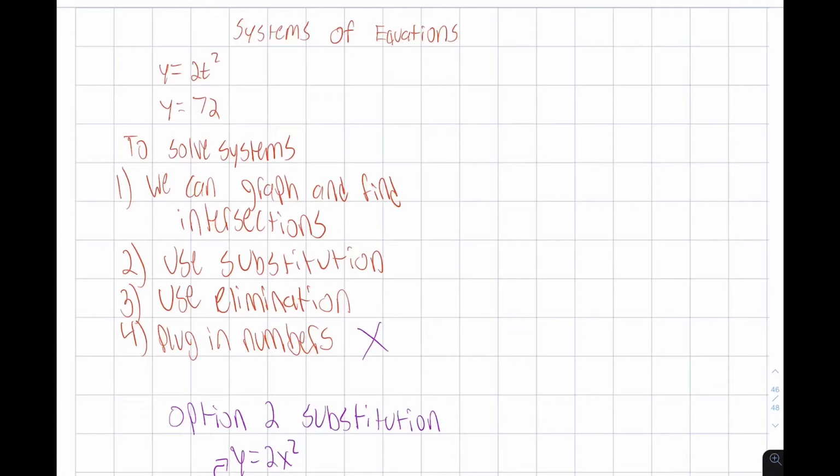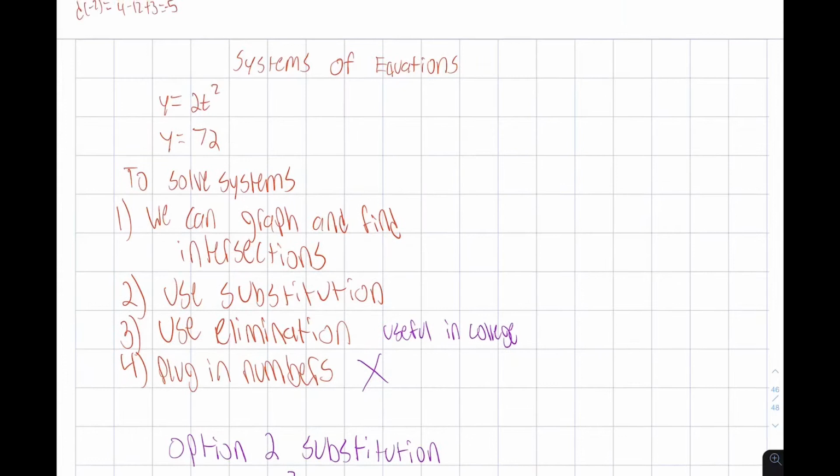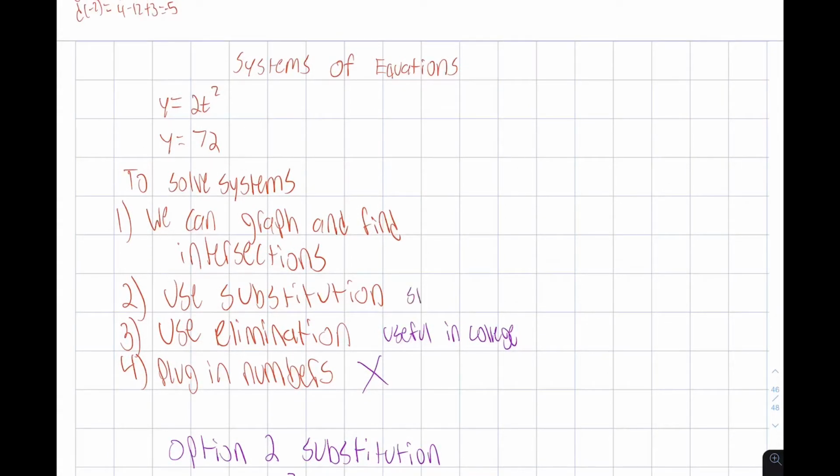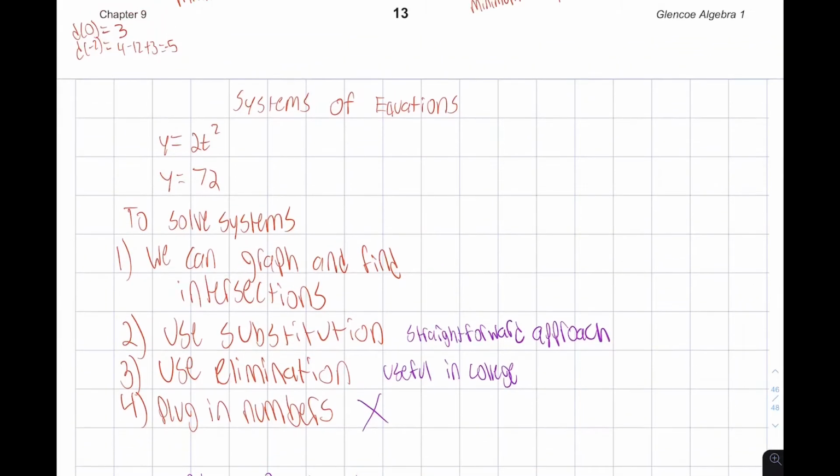If we use elimination, it's kind of difficult. You'll learn a really good way to do this later. So this is useful in college, but it's not that simple to do. It takes some time. Substitution is the straightforward approach. And finding intersections is the easiest way to solve systems of equations.